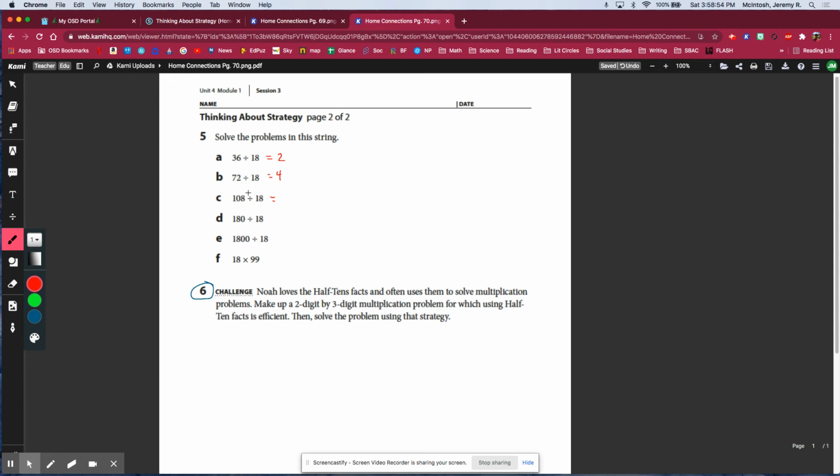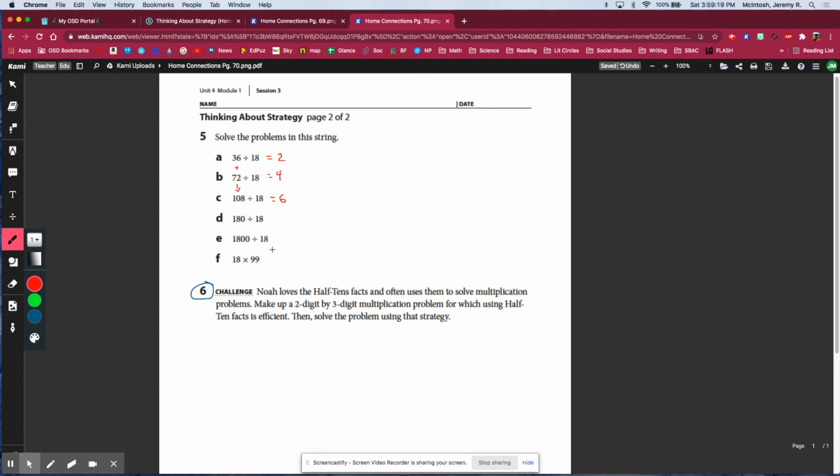And then 108. So that's another round of 36. So if I added 36 plus 72, that gives me 108. 6 plus 2 is 8. 3 plus 7 is 10. So if I add those two together to get 108, that means my answers will be the sum. So 2 plus 4 is 6.